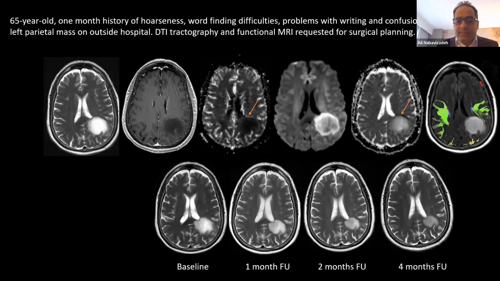And this is the follow-up imaging. You can see this is the baseline, 1 month follow-up, 2 month and 4 month follow-up. The lesion decreased in size without the need to do surgery. So sometimes perfusion could be really helpful in preventing an unnecessary surgery for patients when they don't need that.